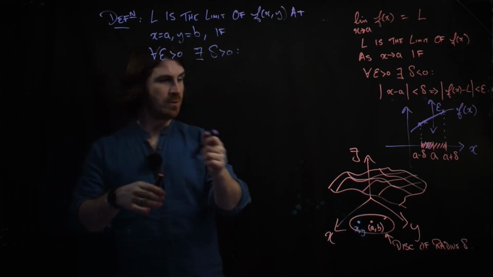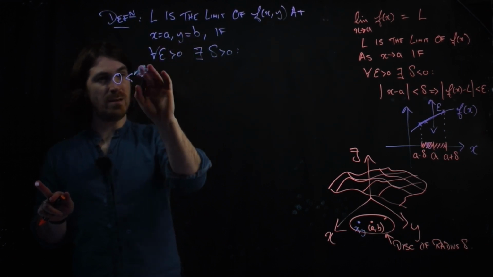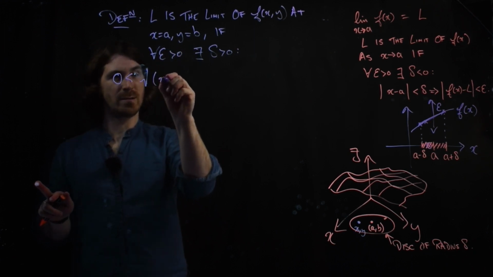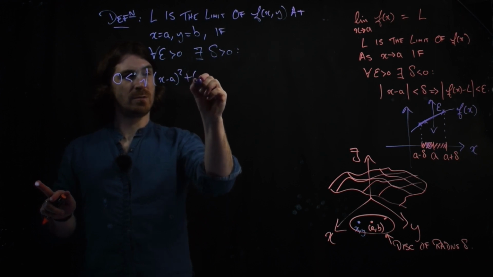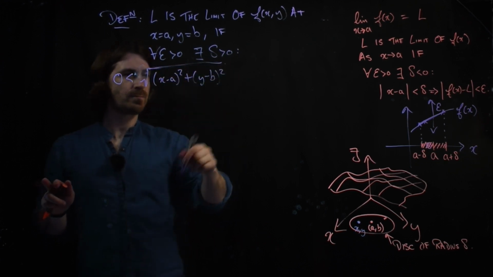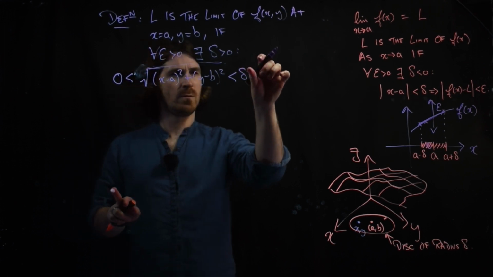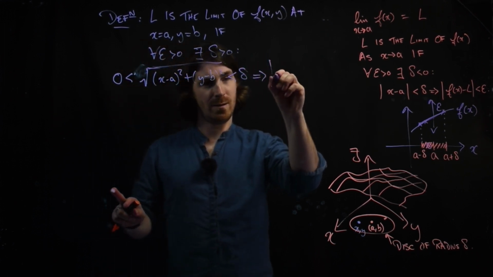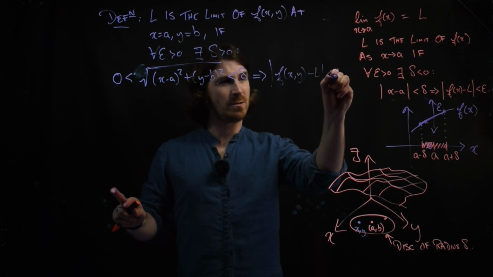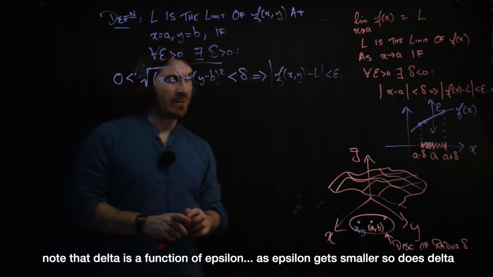So let me continue with this. We want the distance of A and B from X and Y. So the distance between X, Y, and A and B is the square root of X minus A squared plus Y minus B squared, and we want this to be less than delta. And this should imply that your function f of x, y minus L is less than epsilon. So this is what we need for our limit to exist.